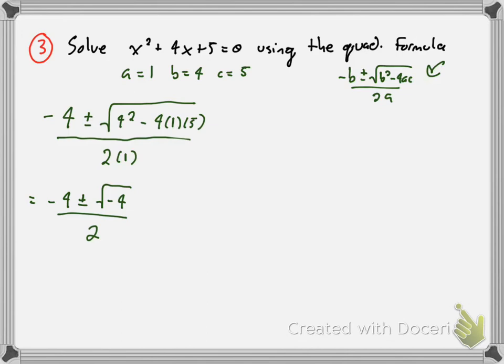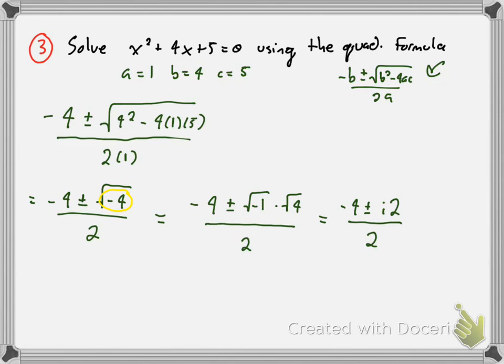But from here, what we're going to do is simplify this square root using what we now know about imaginary numbers. So I'm going to pull out that negative and change it to an imaginary number. I'm going to rewrite this equation as negative 4 plus or minus, and split this off to say negative 1 times the square root of 4, all over 2. And then I know that the square root of negative 1 is i, so I'm going to write it like that. And the square root of 4 is 2.